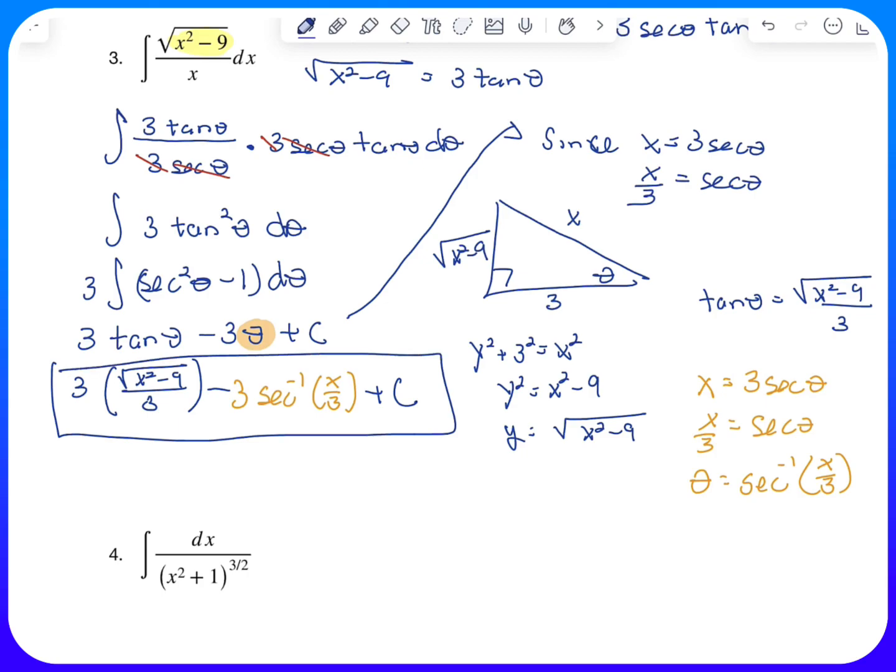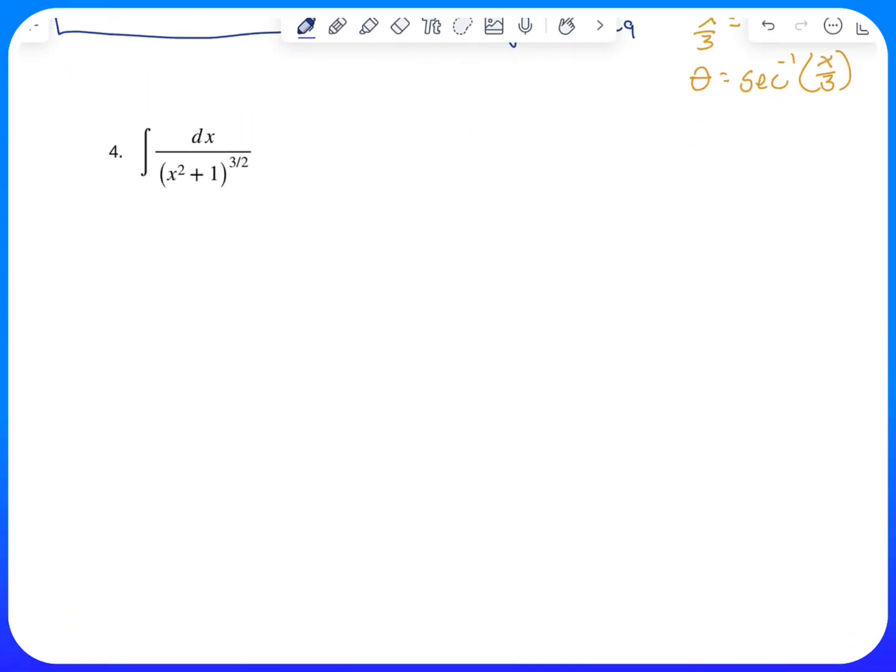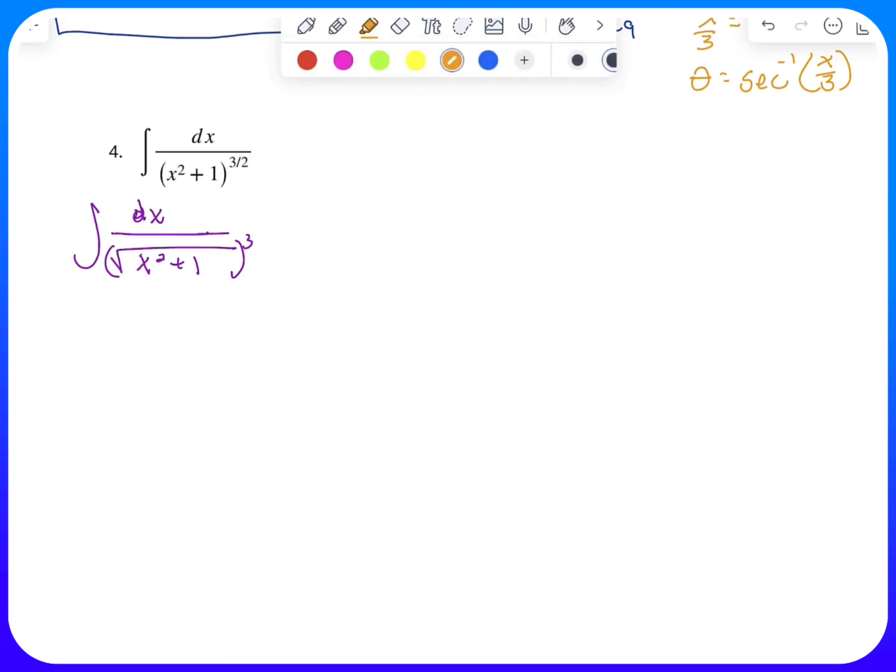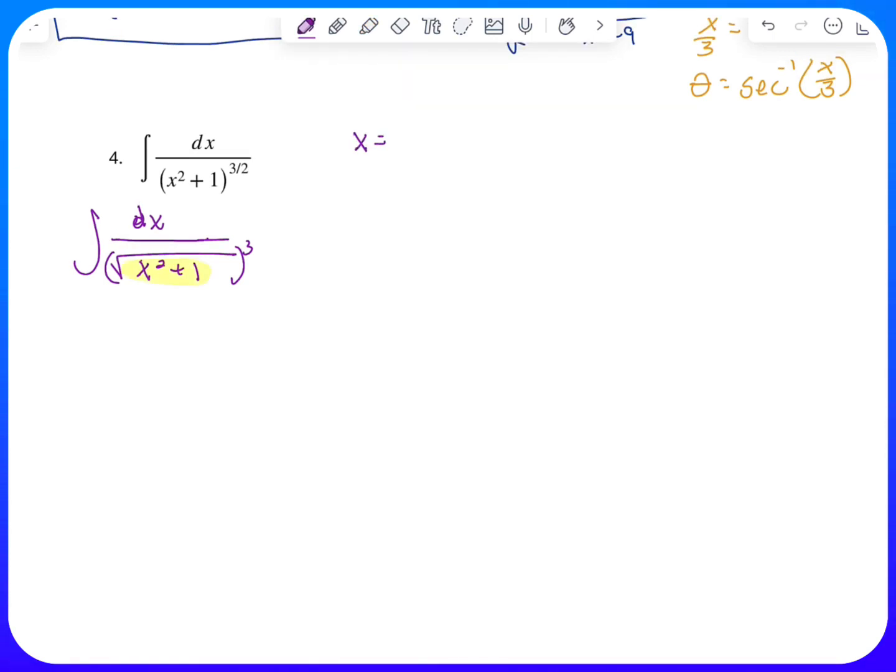Let's do one more. Okay, here we have the integral of dx divided by the quantity x squared plus 1 to the 3/2 power. So this at first glance doesn't look like our problem, but let's go ahead and rewrite this as the square root of the x squared plus 1, and then I want to cube all of that. So we do have a square root of an x squared plus an a squared term here. So I'm going to let my u, or x, equal tangent theta.